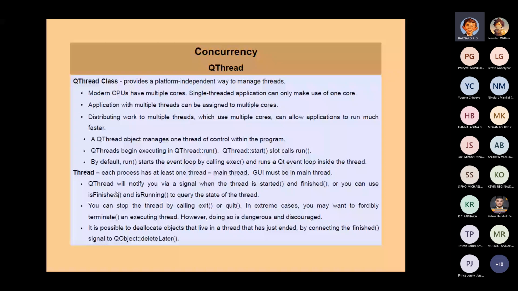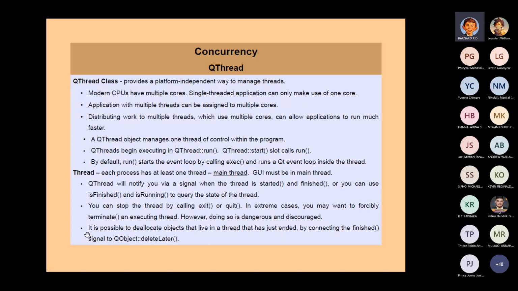Then QThread emits signals when the thread is started and finished and so on. Or you can use methods like isFinished and isRunning to query the state of the thread. You can also stop a thread by calling exit or quit. In extreme cases, you may want to forcibly terminate an executing thread. However, doing so is dangerous and discouraged. It actually says that in the documentation. So, of course, one will always wonder why they have a terminate method if it is dangerous to use it and its use is discouraged. So the short answer is there is a terminate method, but don't actually ever use it.